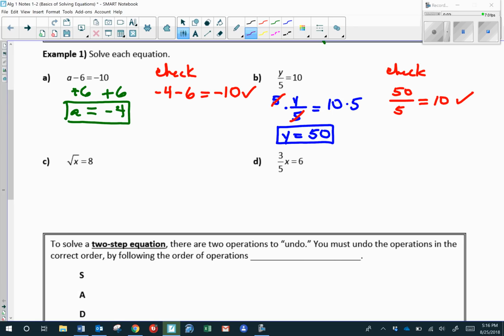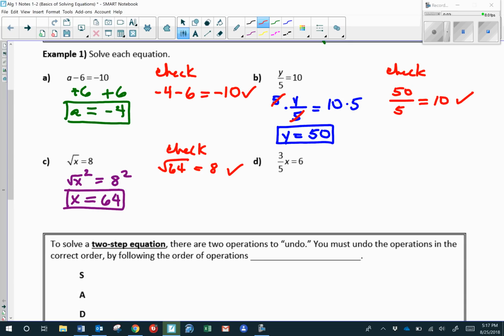In C, we have the square root of x is equal to 8. So we are going to square both sides. The square root of x squared is equal to 8 squared. Square and square roots undo each other. So that gives us x is equal to 64. That's the solution to our equation. We can put it back into the original equation and check the result. The square root of 64 is equal to 8 is our check. That is a true equation, so we know our solution is correct.